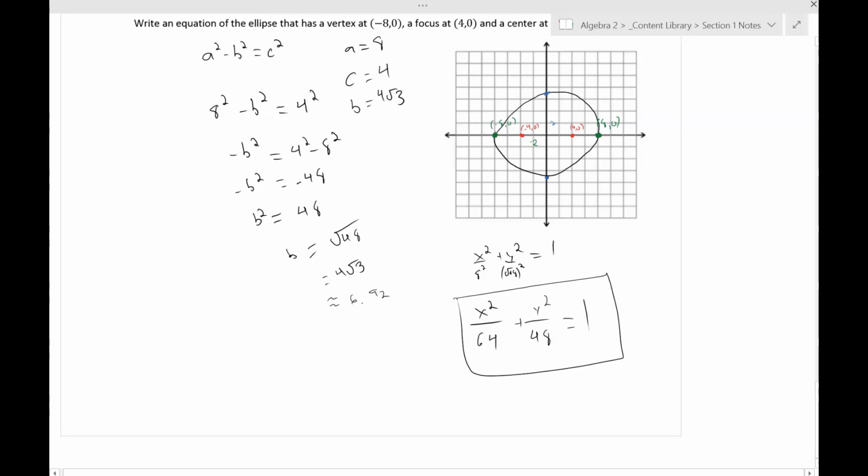So in these problems, you want to find your A, your B, your C. Keep in mind that A corresponds with the vertices, B corresponds with the distance of your covertices, and C is the distance of the center to the focus. Find those quantities, and then you can write an equation.